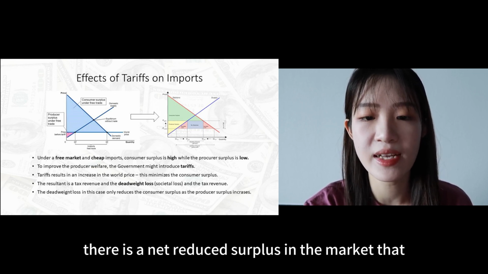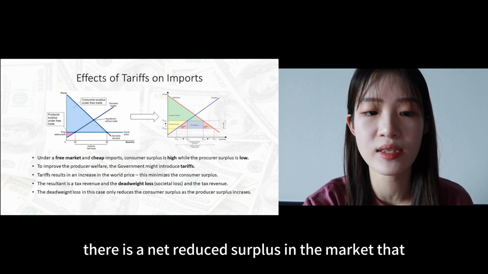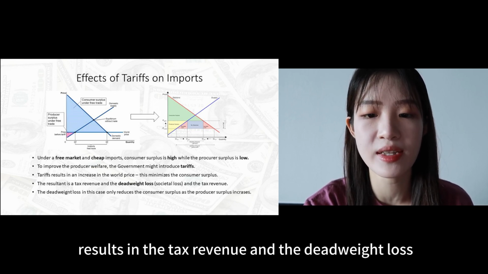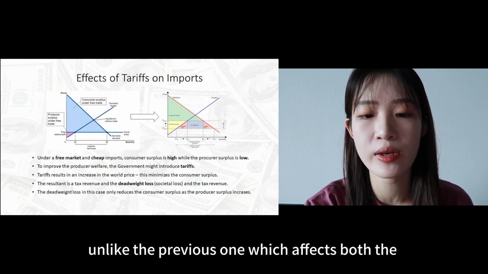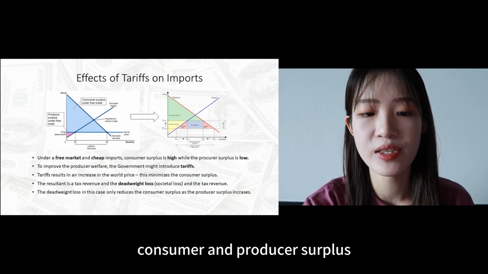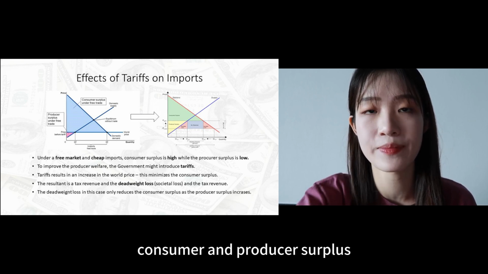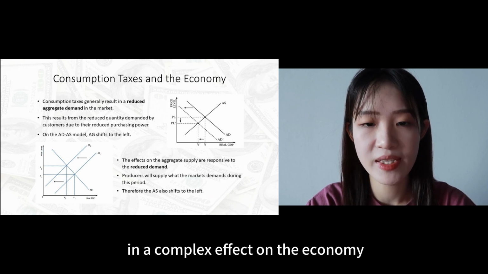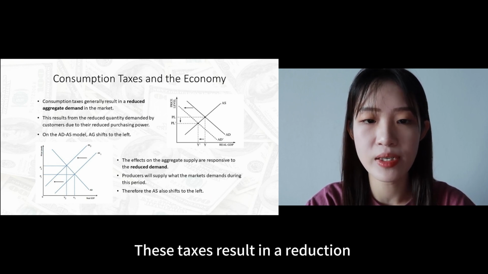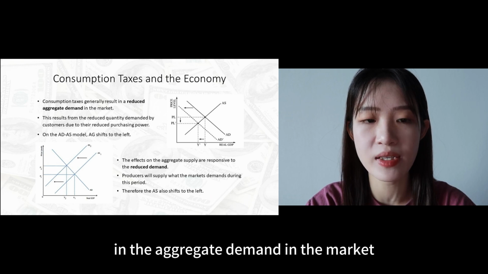However, there is a net reduced surplus in the market that results in the tax revenue and the deadweight loss. The deadweight loss in this case only reduces the consumer welfare, unlike the previous one, which affected both the consumer and producer surplus. Looking at the aggregate demand and supply, the consumption tax has a complete effect on the economy. This tax results in a reduction in the aggregate demand in the market.